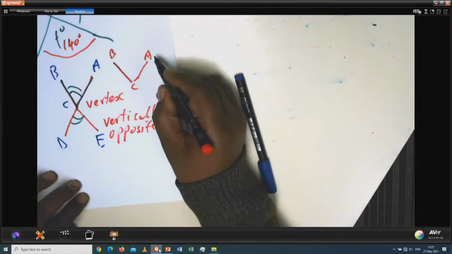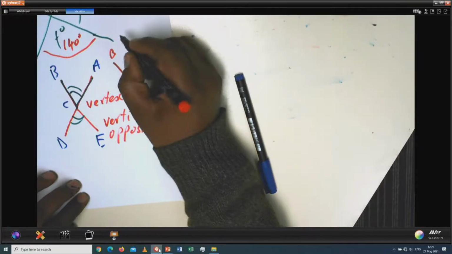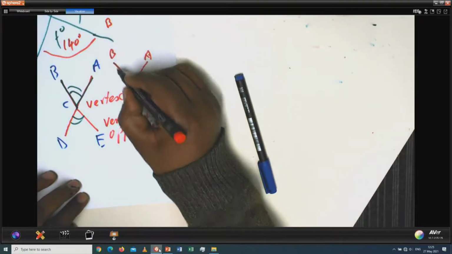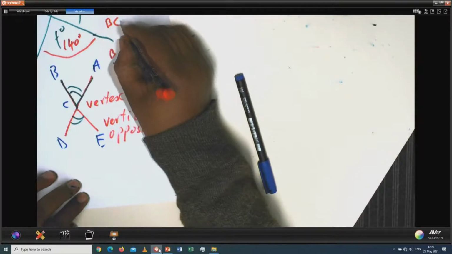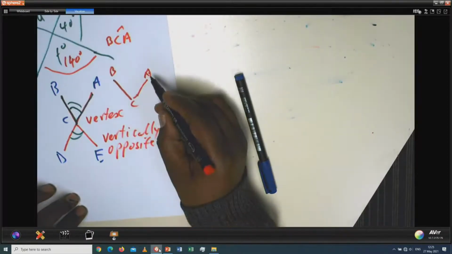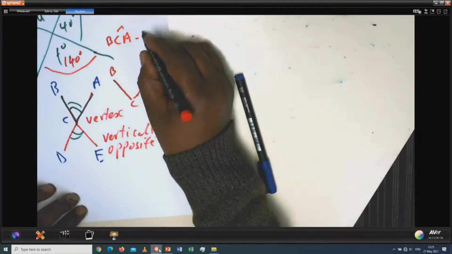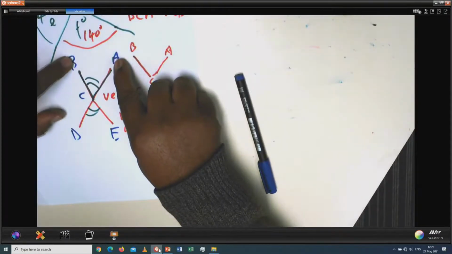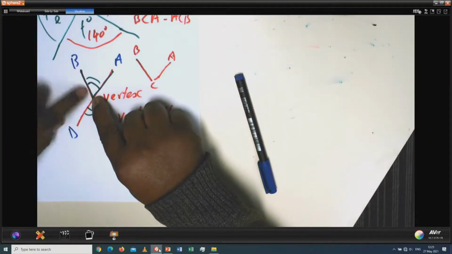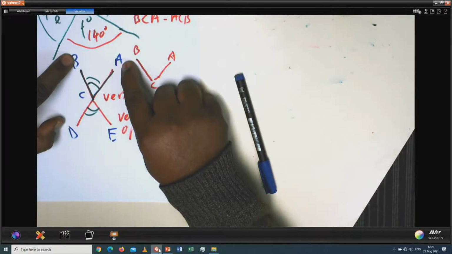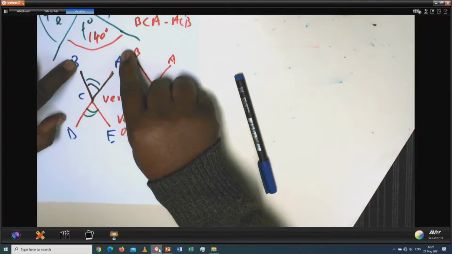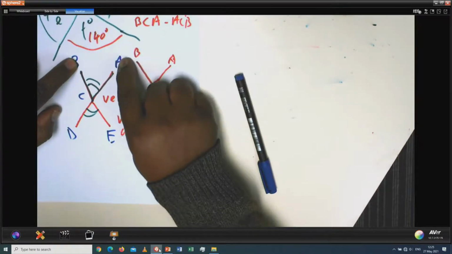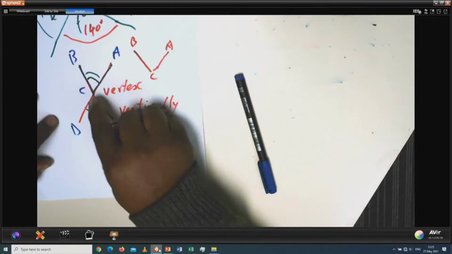BC, AC. So it's either you say angle BCA or angle ACB. So my advice is: where do they meet? They meet at C. What forms them? B and A. They meet at C. So it's BCA, B and A, or ACB. Same thing when we refer to this angle.